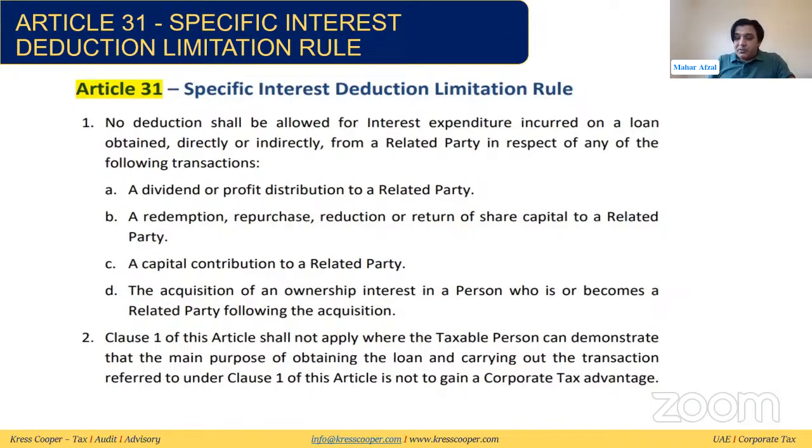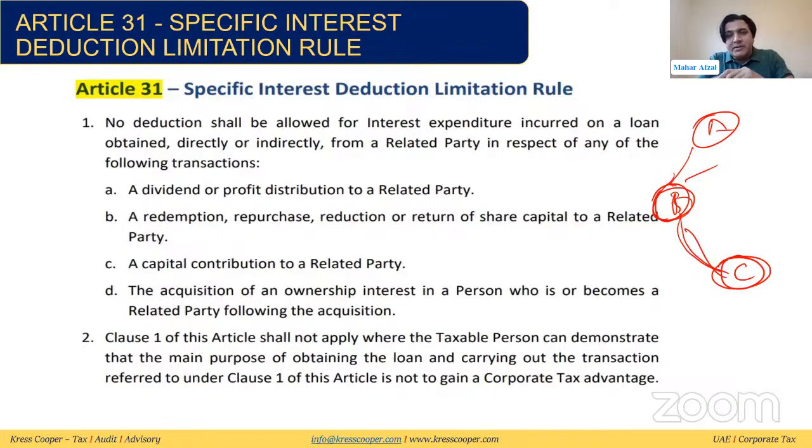Take this example: this is party A, this is B, this is C. A, B and C are all related parties. B is getting a loan from A, and then B is giving dividend to C. This dividend income is not subject to tax. Profit distribution is not subject to tax.